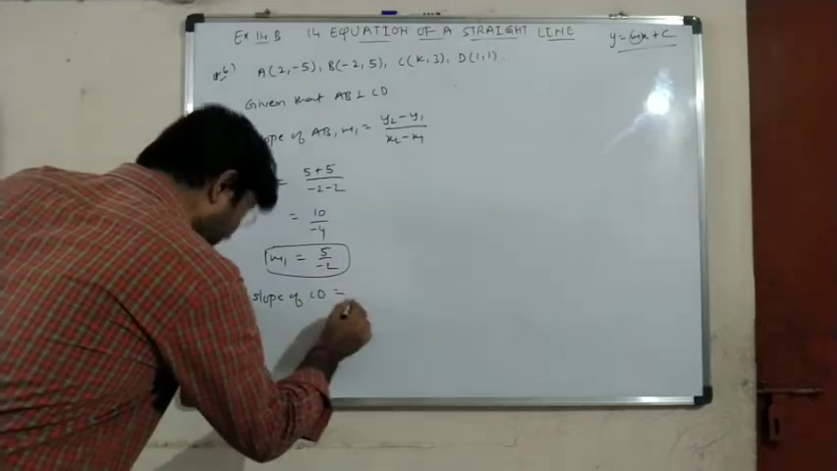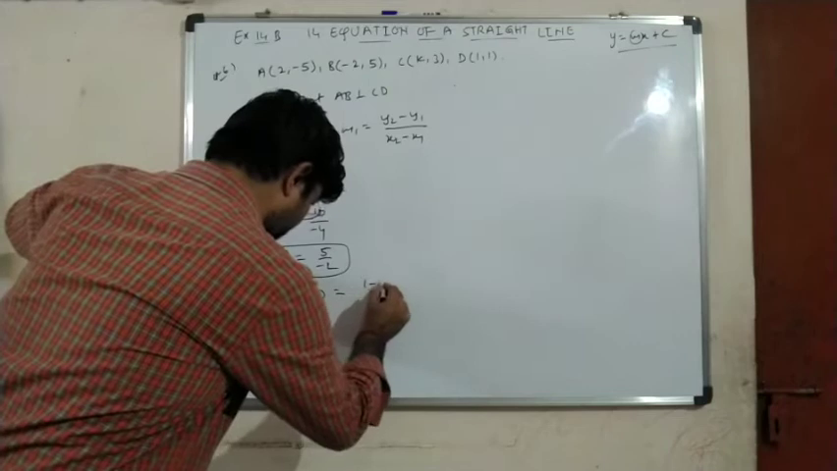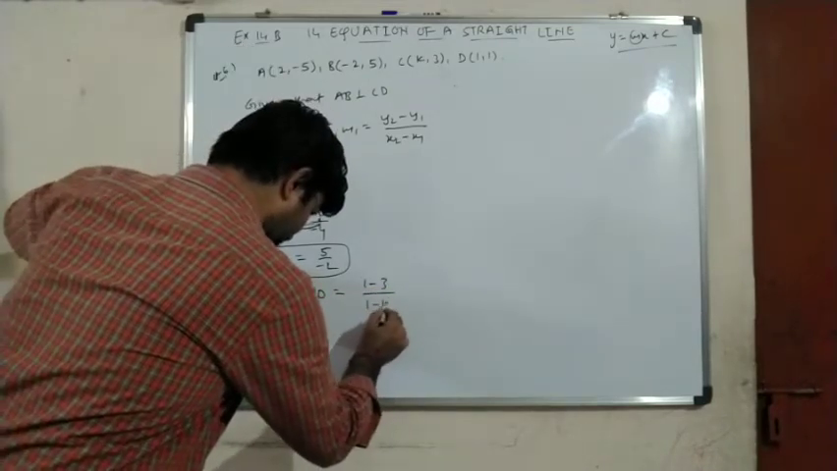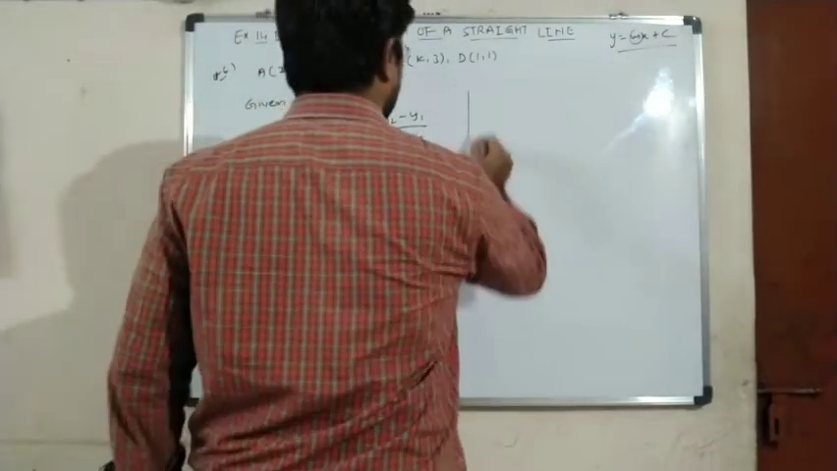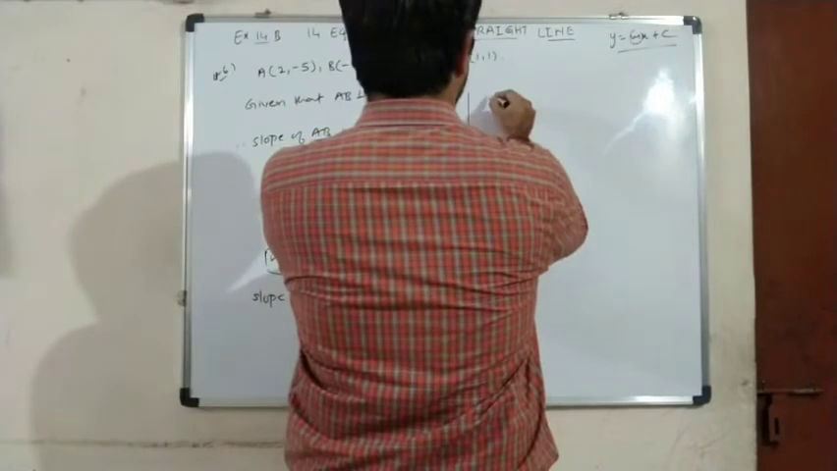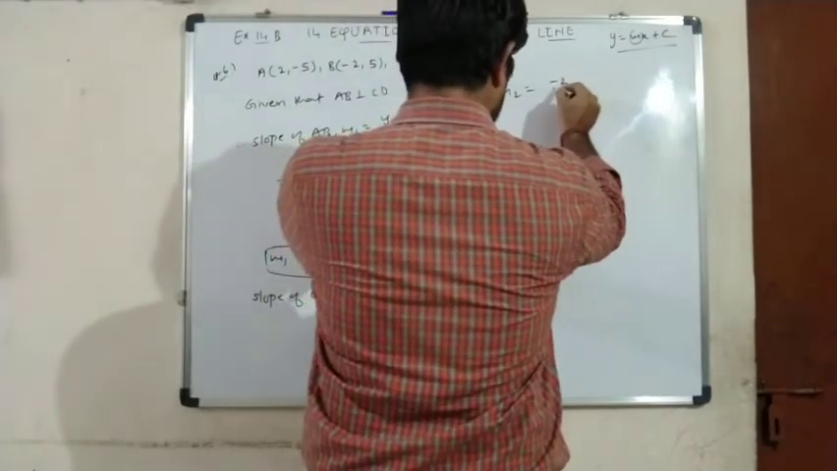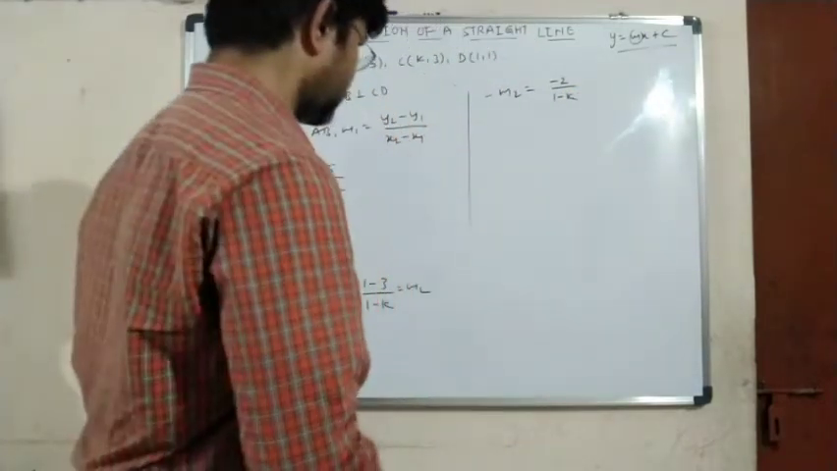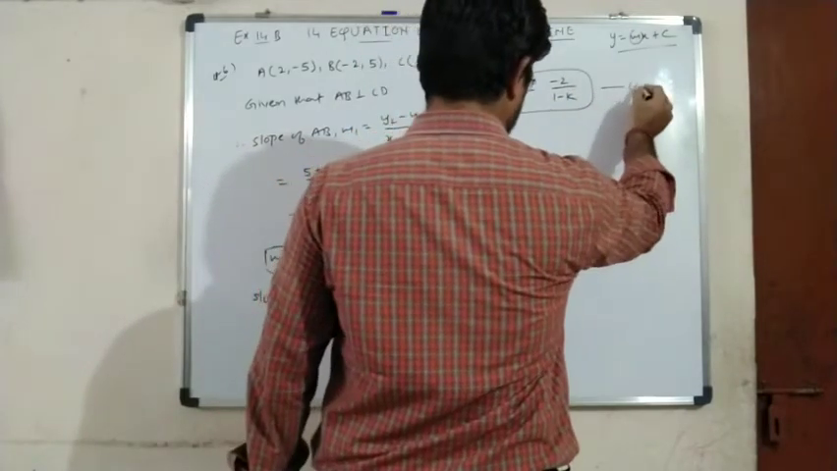Now slope of CD we will find again. We will put the same formula. So we have (1 minus 3) upon (1 minus k). Okay, we will denote this by m2. Therefore m2 is equal to minus 2 upon (1 minus k).